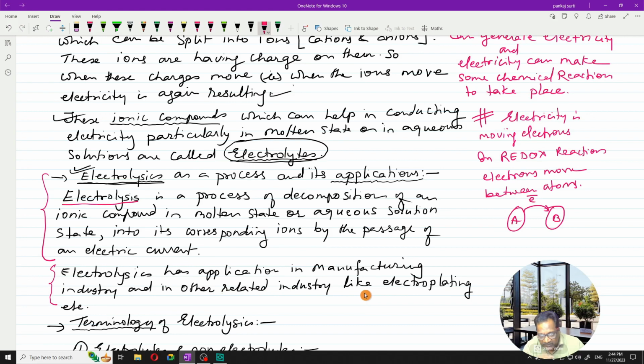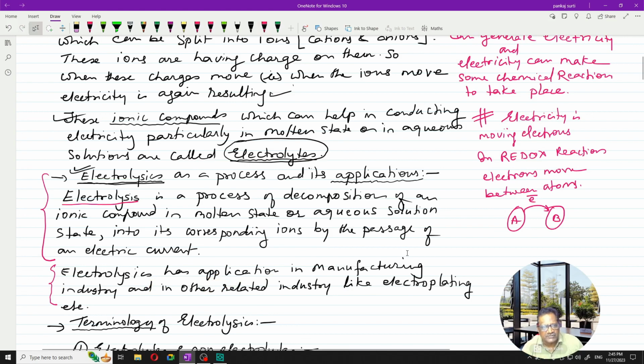If you want to apply a layer of, say, gold on some other metal, that is known as electroplating. Or if you want to apply a layer of, say, silver on some other metal, that is also known as electroplating. So electroplating is possible with the help of electrolysis. These are some of the applications which we will be doing in detail later on.